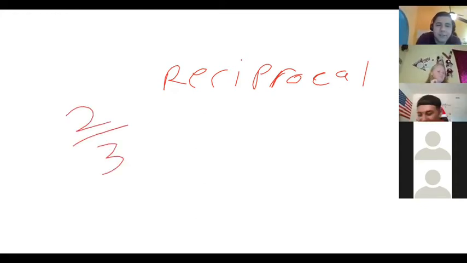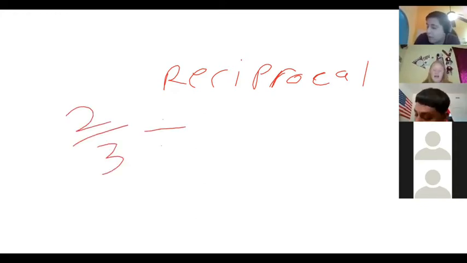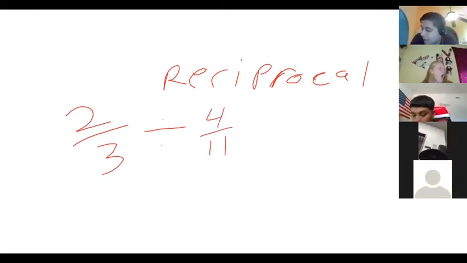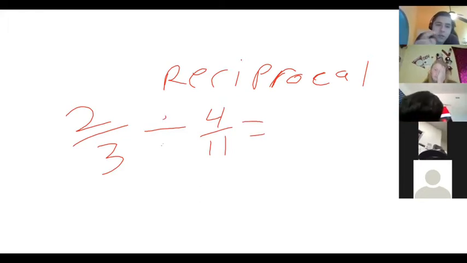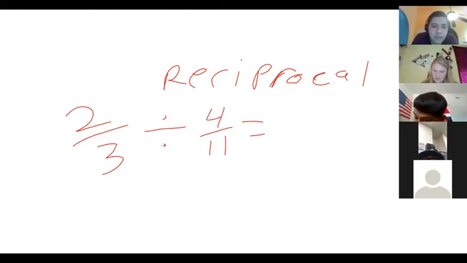All right. Well, let's just look at the first example, right? Let's say we have 2 over 3 divided by 4 over 11, right? Remember that to solve this, we have to turn it into a multiplication problem. So it's 2 over 3 divided by 4 over 11.